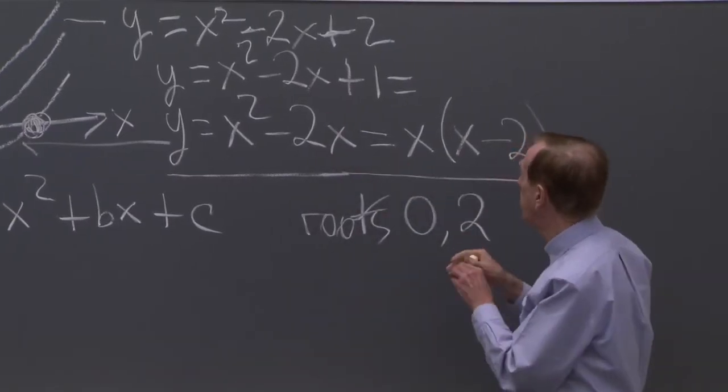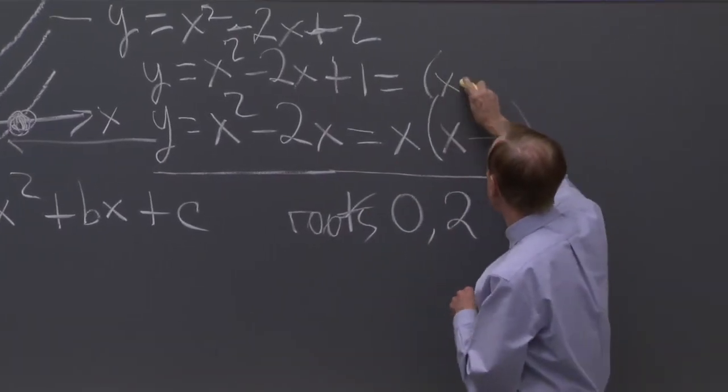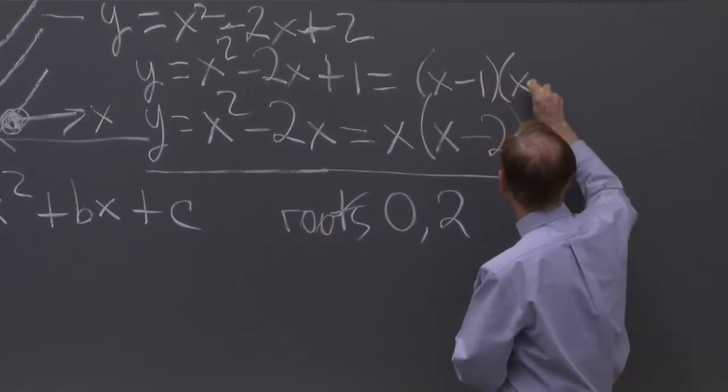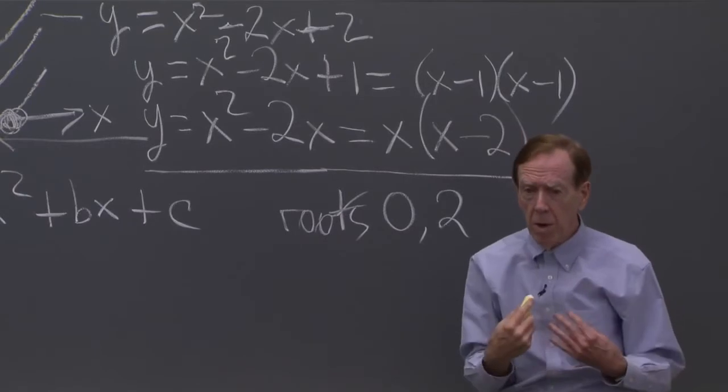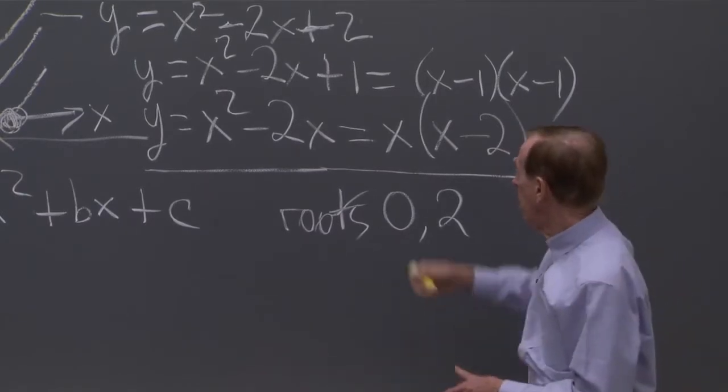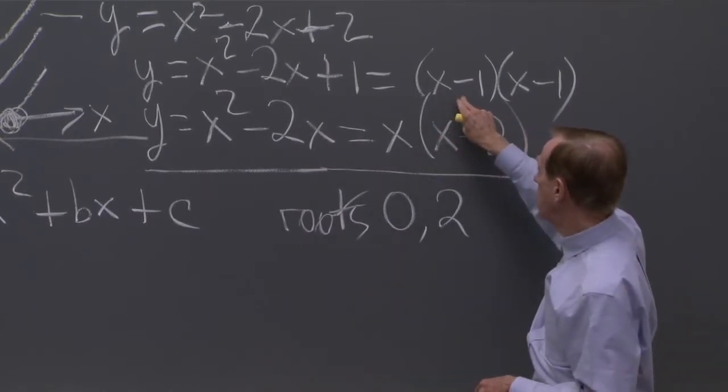Might jump to mind as it's something times itself. That's a very special one to factor. That's x minus 1 times x minus 1. What I would call a double root. That is 0 at x equal 1.